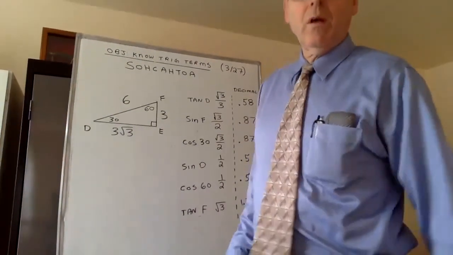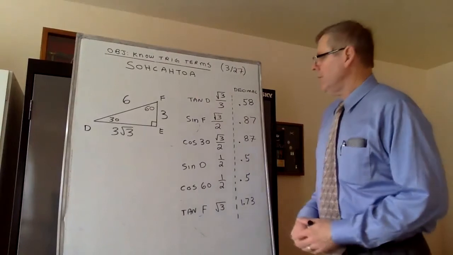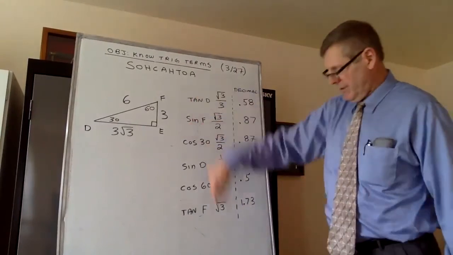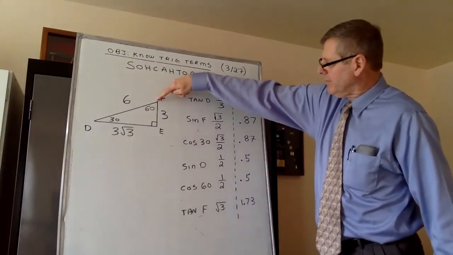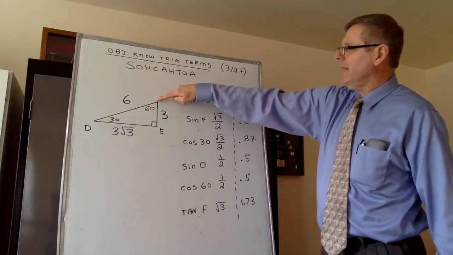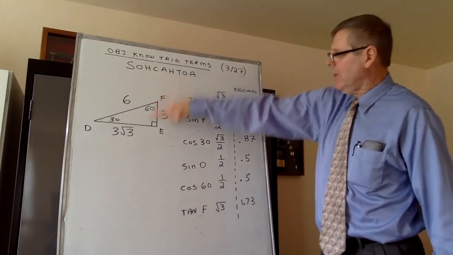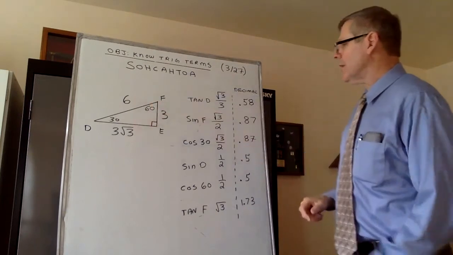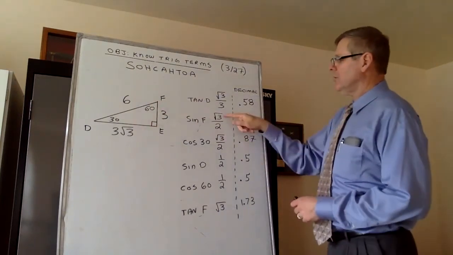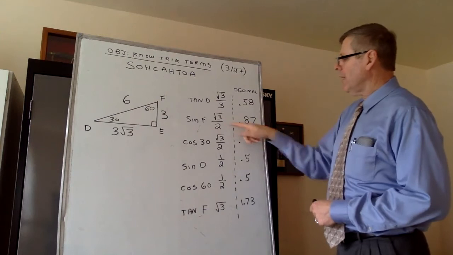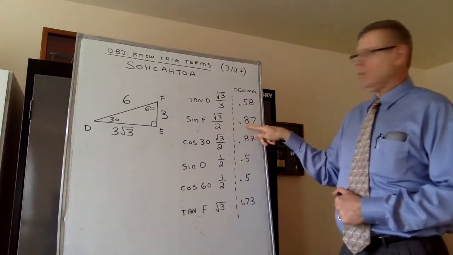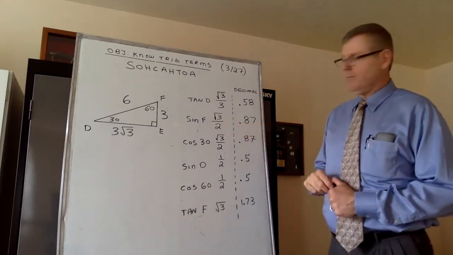All right, let's take a look and see how you did. For sine of F, we're standing here. And if we want sine, that is opposite over hypotenuse, or 3 radical 3 over 6. That reduces to radical 3 over 2. In your calculator, you should get 0.87 in decimal form.